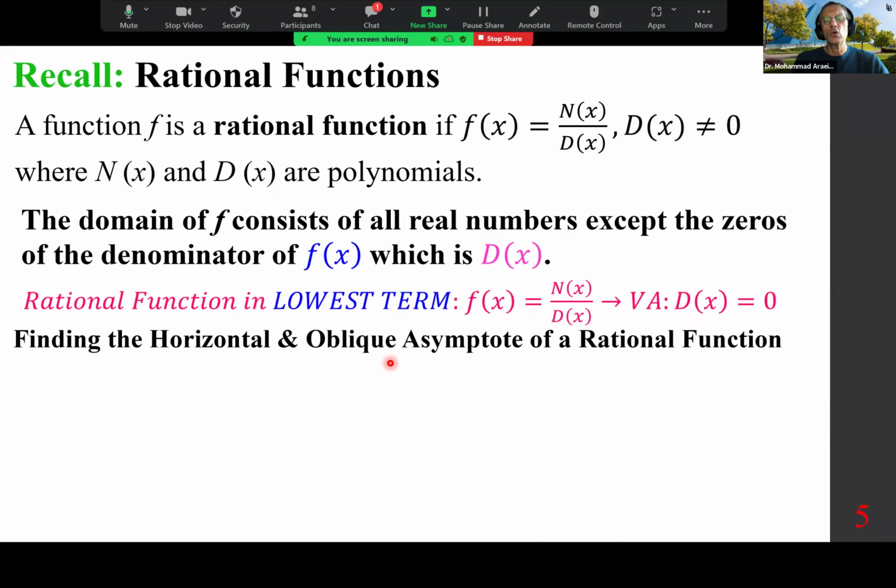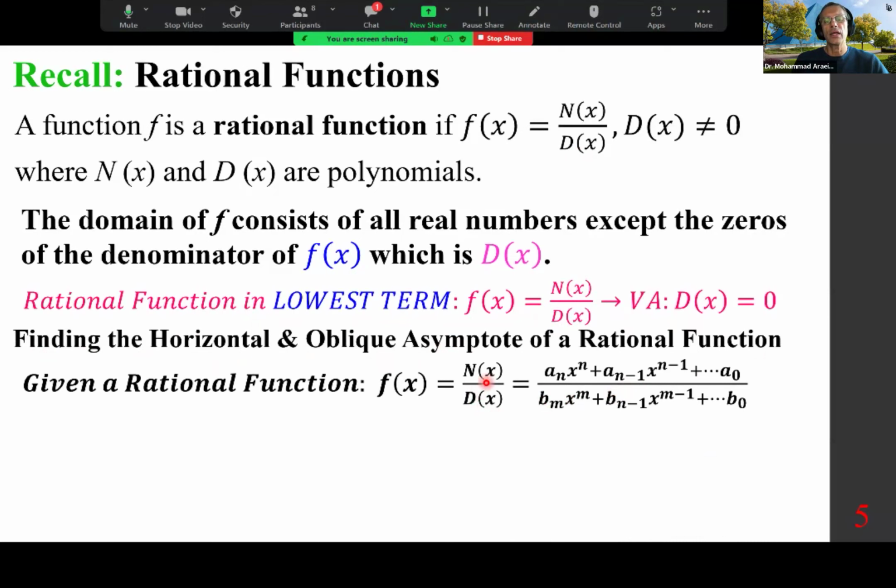Finding the horizontal and oblique asymptote of a rational function, which is in the form of n of x over d of x. The numerator is a sub n x to the power of n all the way to a sub 0, and the bottom is b sub m x to the power of m all the way to b sub 0. That means the degree of the numerator is n, the degree of the denominator is m. If n is less than m, the horizontal asymptote has the equation y equals 0.